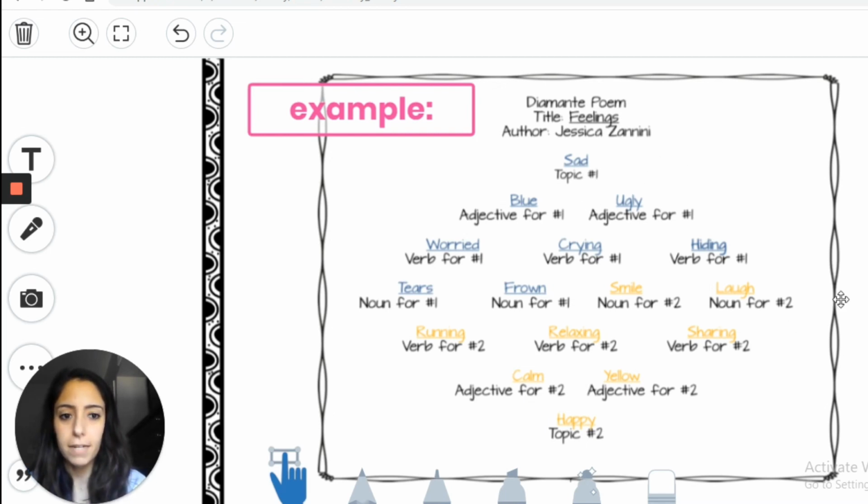So we'll start at the top. Go ahead and follow along with your eyes. Sad, blue, ugly, worrying, crying, hiding, tears, frown, smile, laugh, running, relaxing, sharing, calm, yellow, happy. So that is a Diamante poem. 7 lines, follows the rules for the types of words, which include verbs, adjectives, and nouns. And the really big main idea point here is that a Diamante poem contrasts, points out what's different about 2 things, right? So you have 2 topics and they are opposite, like sad and happy.